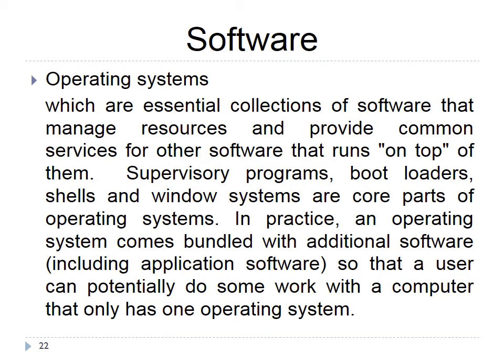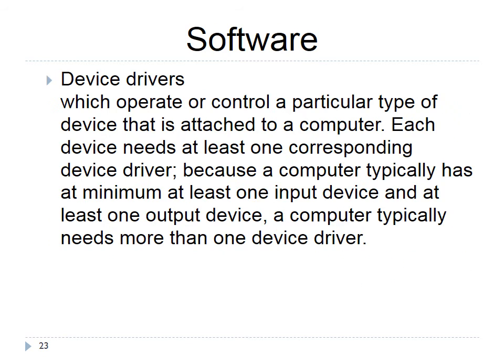Supervisory programs, bootloaders, shell, and windowing systems are core parts of the operating systems. In practice, an operating system comes bundled with additional software, including application software, so that a user can potentially do some work with a computer that only has one operating system.